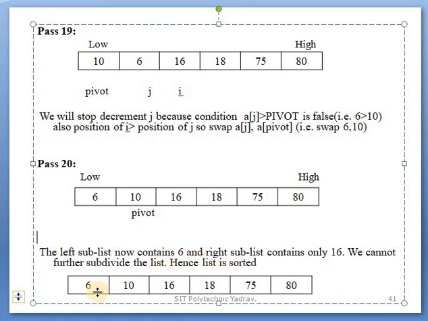How will it be sorted? Which numbers? 6, 10, 16, 18, 75, 80. These numbers are automatically sorted. Clear that? That is how these numbers are sorted.